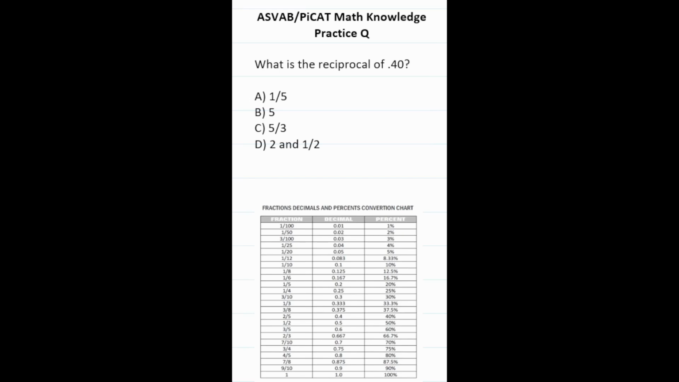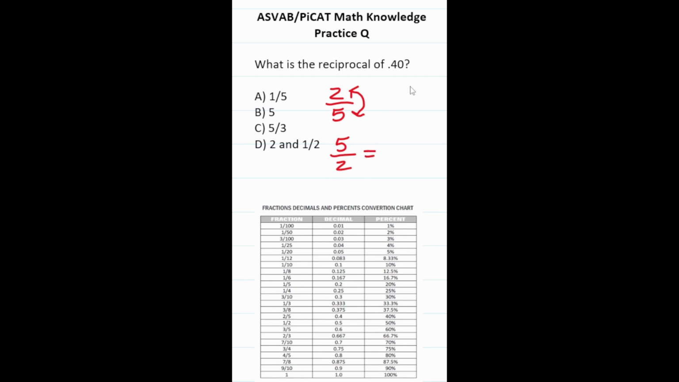This ASVAB PiCAT Math Knowledge Practice Test question says, what is the reciprocal of 0.40? You should know that the fraction equivalent of 0.40 is 2 fifths. Of course, I included this chart in this video that shows you the conversions between common fractions, decimals, and percents. I strongly encourage you to look at this before you take the test and try to commit these to memory. I'll include a link to this chart in the description of my video. Now that we have converted 0.40 to a fraction, to find the reciprocal we just flip-flop our numerator and denominator. So that's going to be 5 over 2. That's not an answer choice because we have to convert this to a mixed number.